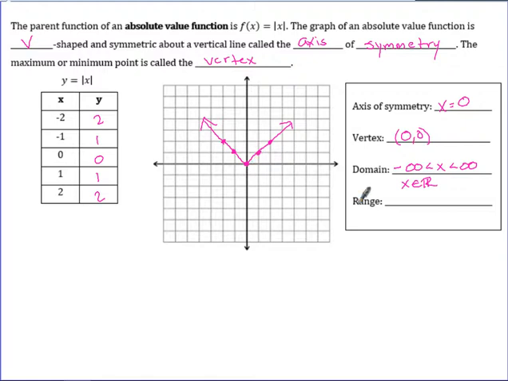Here on the range, my graph goes up forever, but going down, it stops at 0. So two ways to write that. 0 is less than or equal to y is less than infinity. So my graph goes from 0 all the way up to infinity. Or y is greater than or equal to 0.